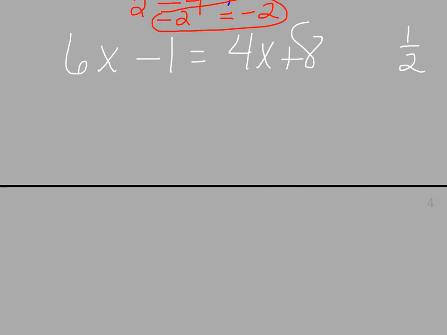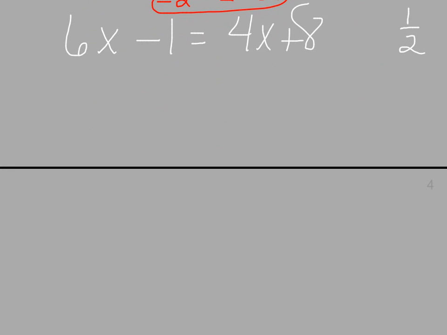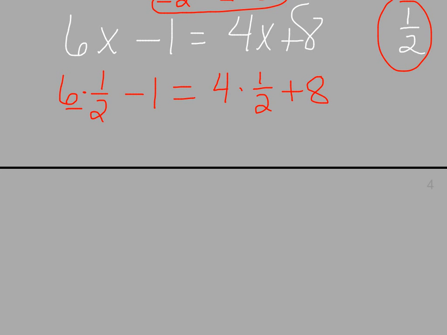Looking at the very last one, we have 6x minus 1 equals 4x plus 8, and we're going to find out if 1/2 is a solution. So I'm going to put 1/2 where the x is, minus 1 equals 4 times 1/2 plus 8. I'm going to put 1 under the whole numbers here and here. Draw the line. And then I'm going to continue to solve.